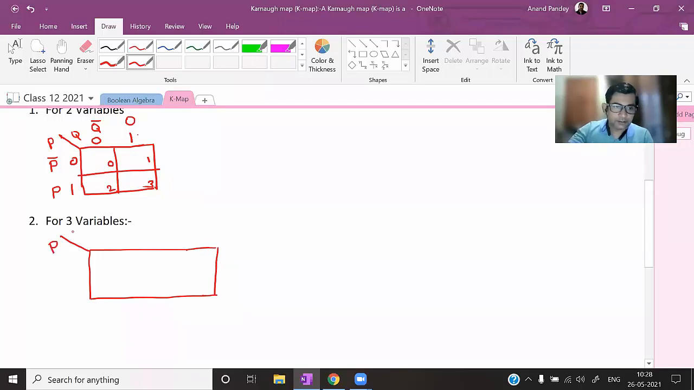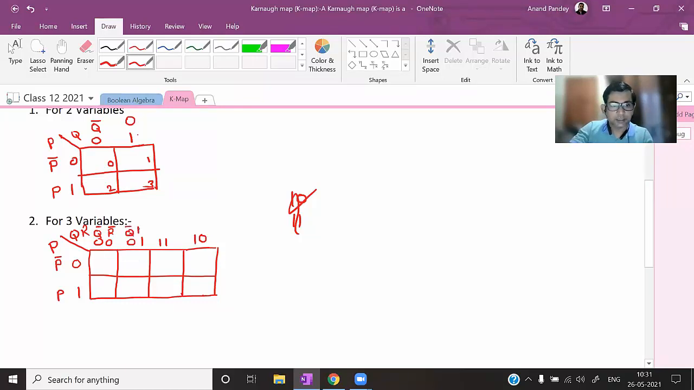P, Q, R. Now 0, 0, 0, 1, 1, 1, then 1, 0. Okay? So the sequence has changed a little from the table. Got it? Now you know we put bar for 0 in case of SOP. So here P bar, P. Then here Q bar, R bar. Then Q bar, R. Then QR. And here last, Q R bar.